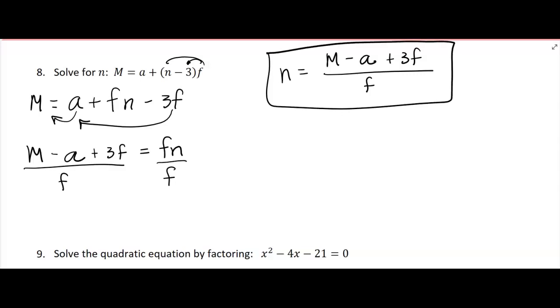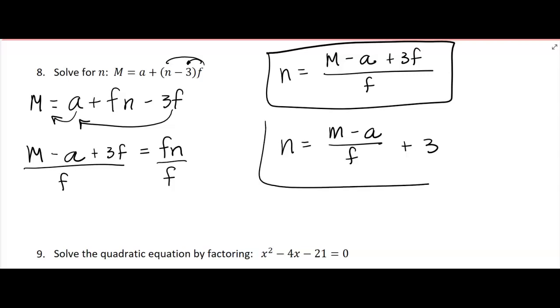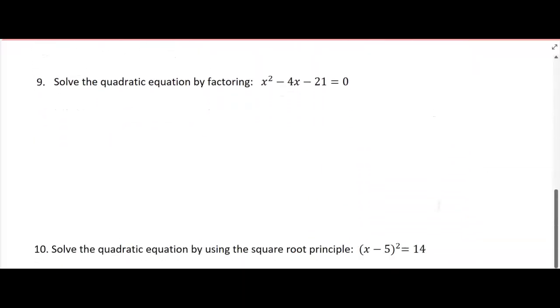You can see how, like if you separated the 3f over f, those would cancel. So you could get n equals m, that's capital M, minus a over f plus 3. That was an acceptable answer too. There are variations because addition's commutative, so you could have had the terms switched around and stuff, but one of those answers, and I looked at your work to see what you did, so you could have had something else, but probably one of those was the way you went.